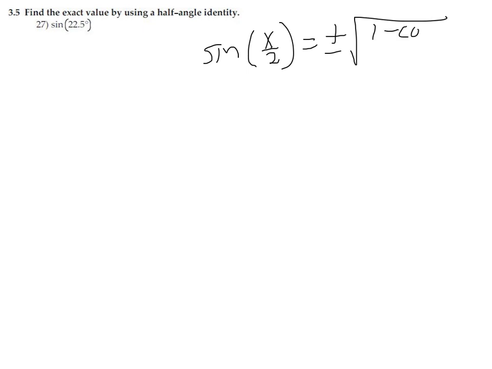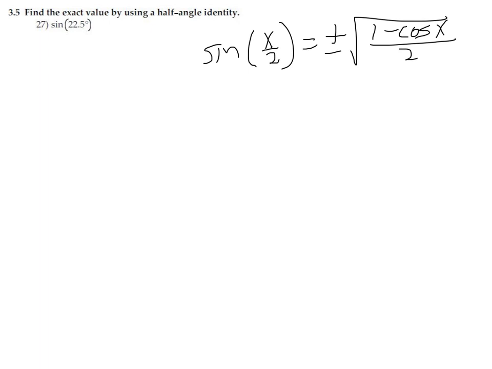Alright, we're now doing 3.5, the identity section for the half angle, sine and cosine and tangent. So this is sine, half angle. Let's start off with the identity. Sine of x over 2 equals plus or minus the square root of (1 minus cosine x) over 2.